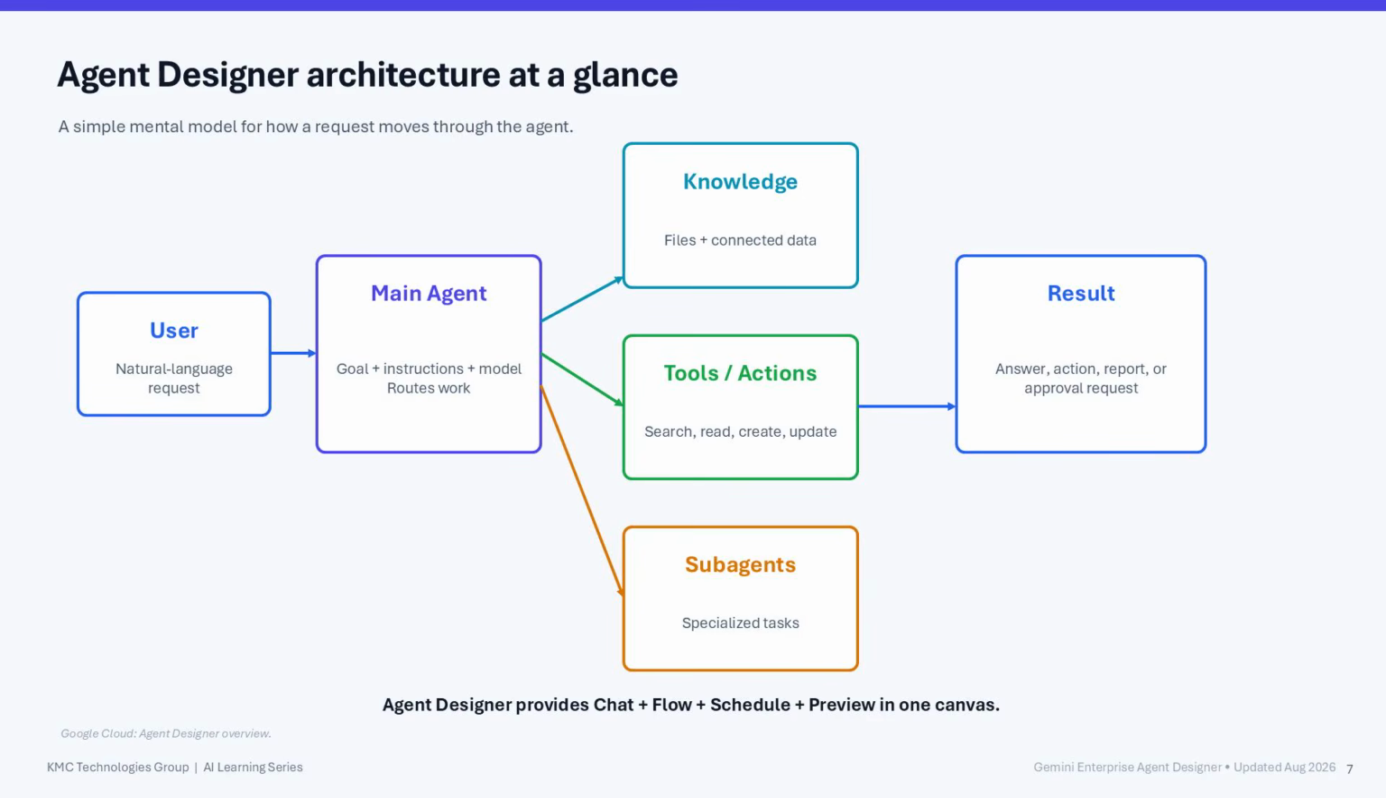This architecture gives us a simple way to think about Agent Designer. The user gives the main agent a request. The main agent follows its instructions and can consult approved knowledge, call connected tools or actions, and delegate parts of the work to specialized subagents. The result can be a response, a report, a system action, or even a paused step that requires human approval. The Agent Designer canvas brings this together through the chat, flow, schedule, and preview experiences.